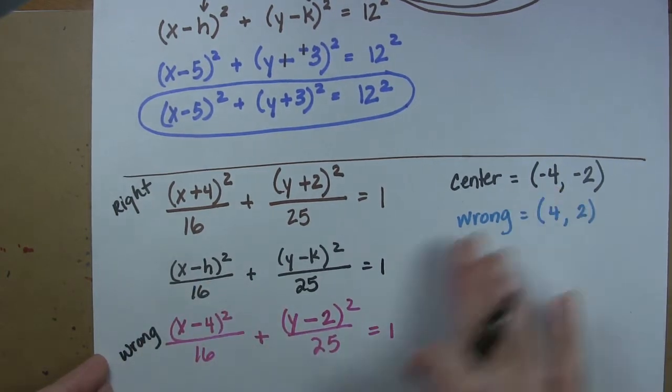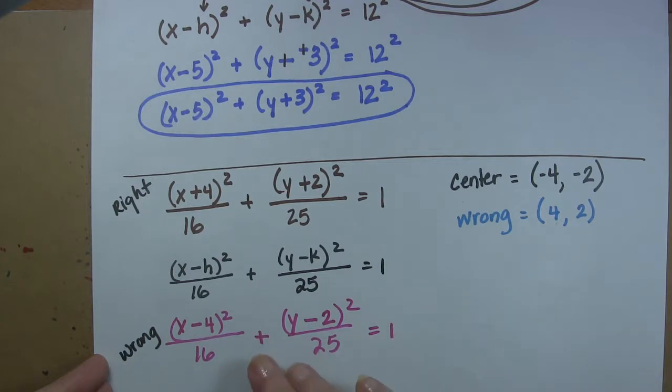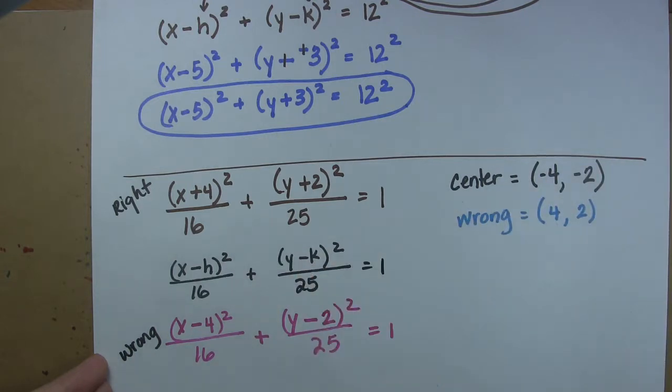So hopefully you can see by working backwards that if you don't flip the signs, you don't get the right equation. We need to flip the signs so that our equation turns out properly.